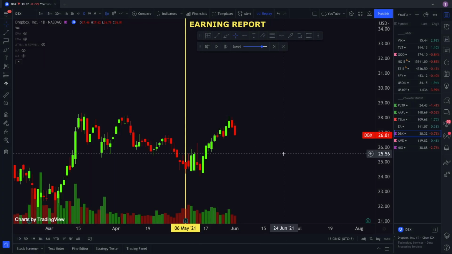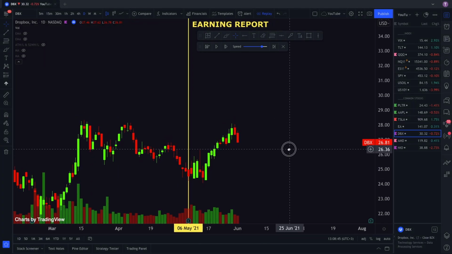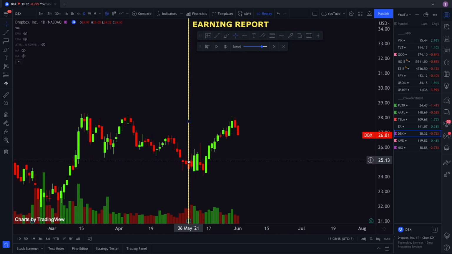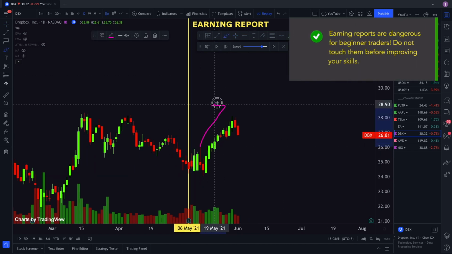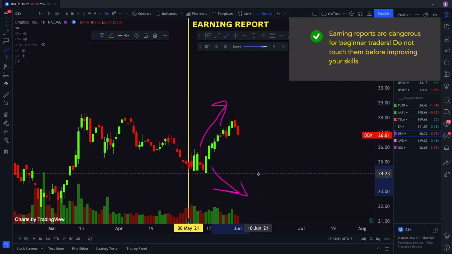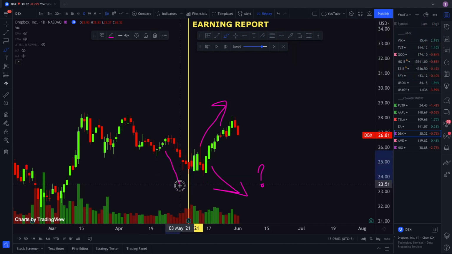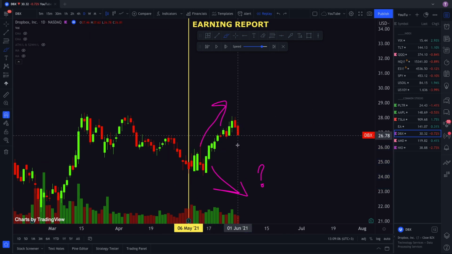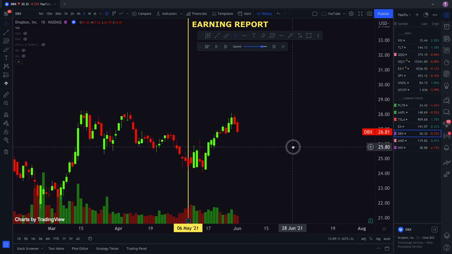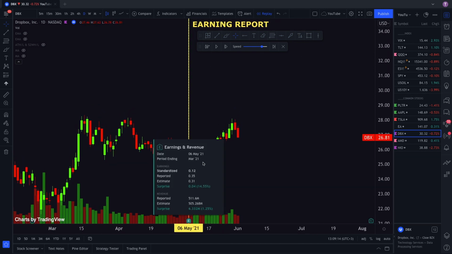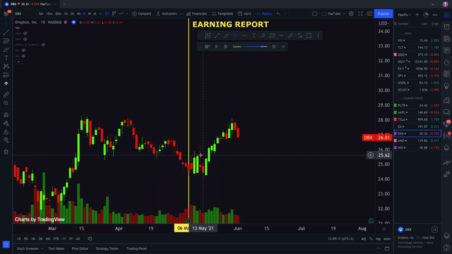Earning reports. Earning reports generally create very big, very volatile movements in the stock. If you're a beginner trader, you should never touch earning reports. There's a special trading strategy called earning reversal used by day traders. I'll also teach this on my YouTube channel later on. Now, what we do for earning reports, we wait 1-2 weeks after the report and check if the report created a bullish or a bearish momentum in the stock.